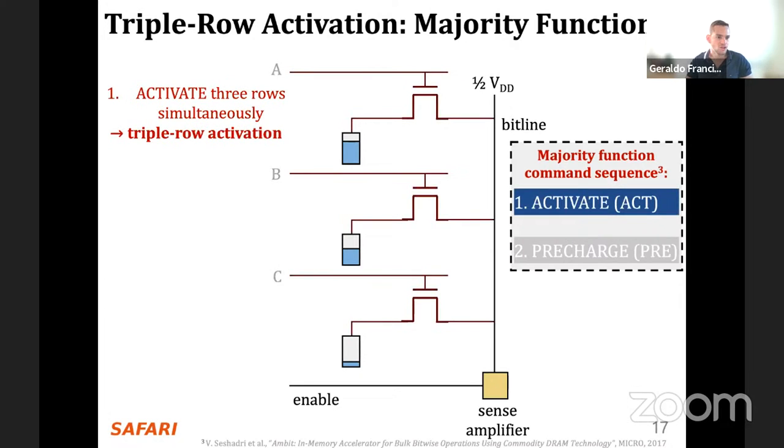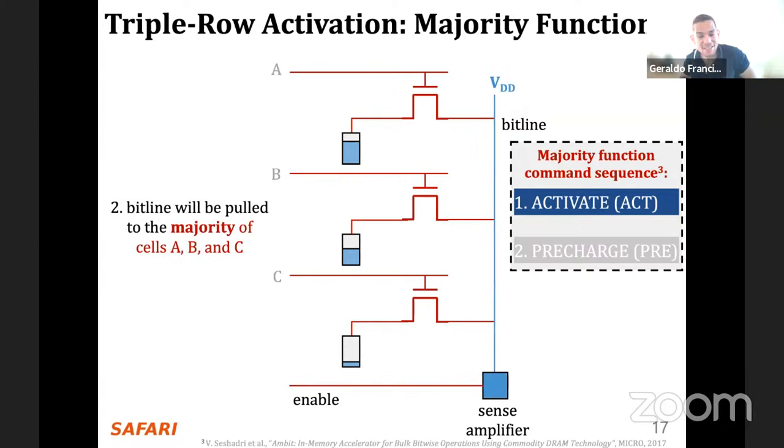So let's see how it works. First, we are going to activate all three rows at the same time. Here we're activating A, B, and C using the triple row activation command. This is going to connect all three DRAM cells to the shared bit line. Charge is going to simultaneously flow from those three DRAM cells into the bit line to the sense amplifier and perturb the sense amplifier. When the sense amplifier senses this perturbation, it is going to amplify the bit line voltage to either VDD or zero if at least two of the storage capacitors of the three DRAM cells are charged or discharged respectively. As such, triple row activation results in a Boolean majority operation among those three DRAM cells.